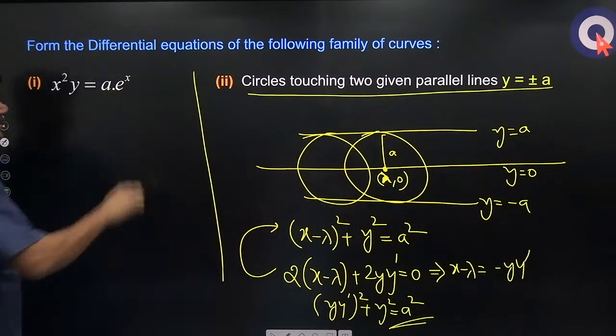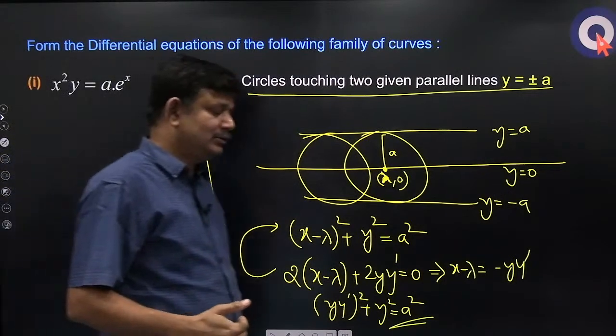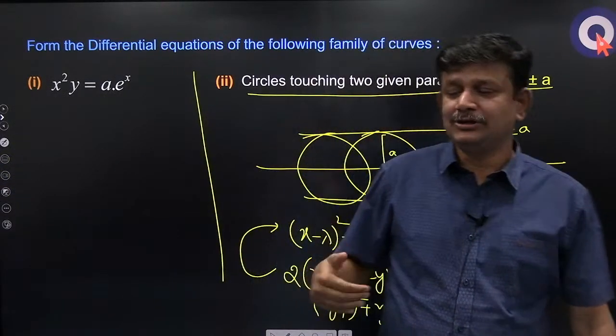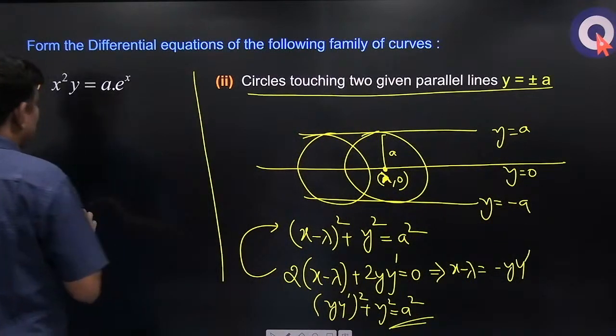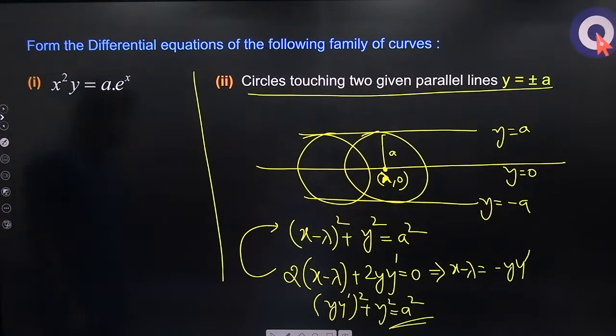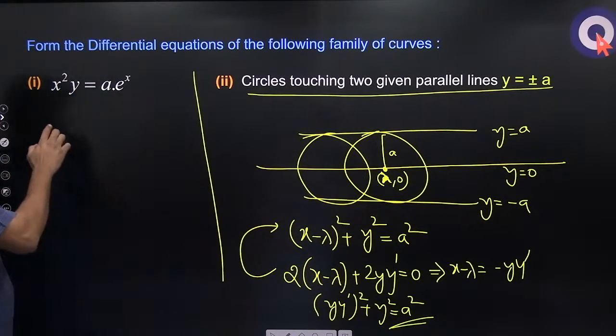x square y is equal to a e power x. How many arbitrary constants are there here? There is only one, a. So our target should be to differentiate it once and eliminate a. So let me differentiate this once.